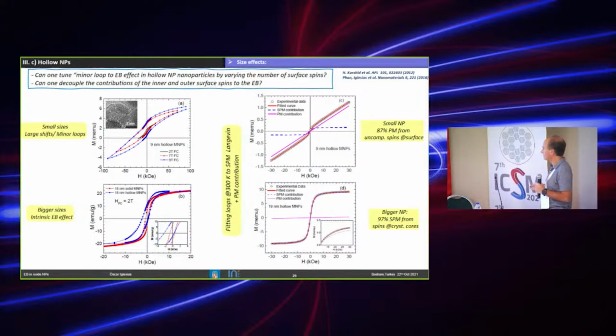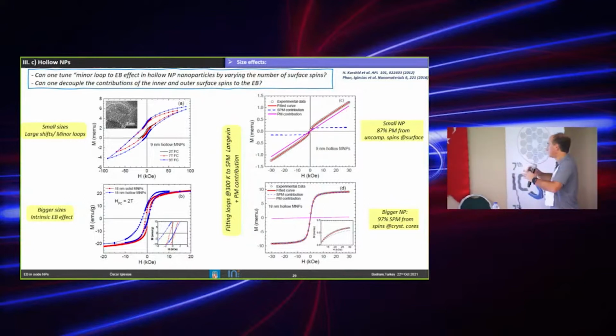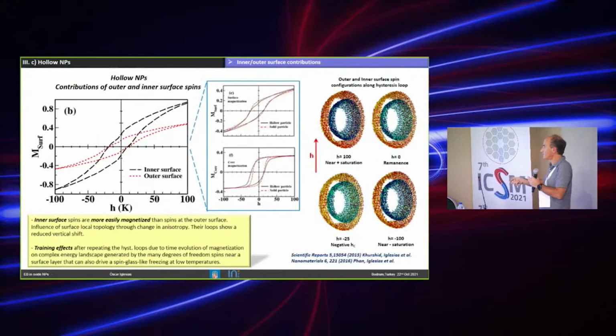This is a result of the strong frustration at the surface of the particles, which dominates when the particles are small. In contrast, for bigger particles, the hysteresis loop is completely dominated by the superparamagnetic fraction, which corresponds to the reversal of the inside of each of these crystallites.